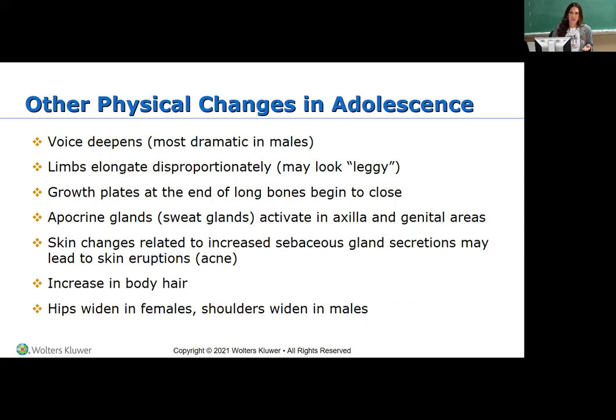Their skin changes also during this time. I think everybody knows, and everybody has struggled with acne during this period of hormonal changes.